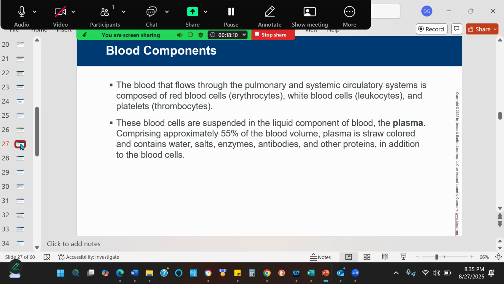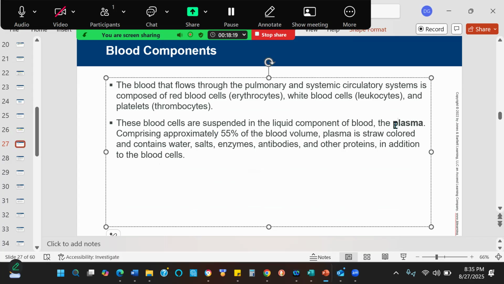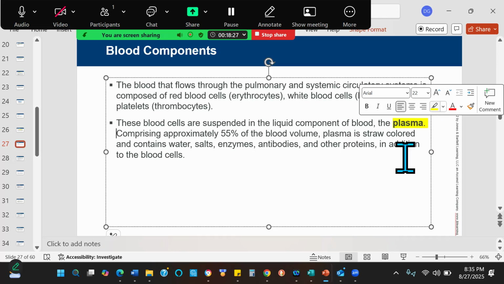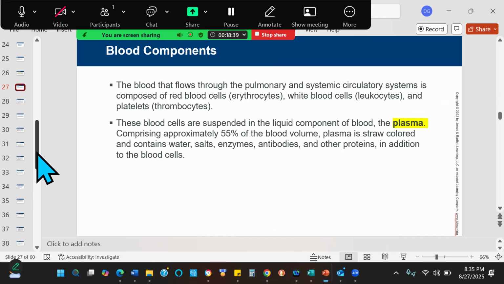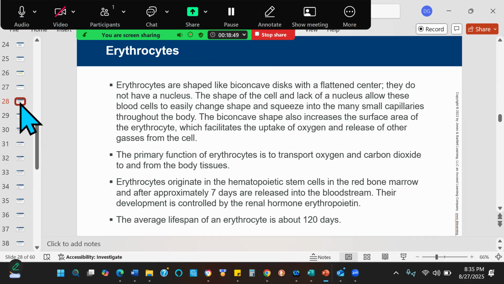The blood that flows through the pulmonary and systemic circulations is composed of red cells, white cells, and platelets. Think of the platelets as like little plugs that stop a leak when there is bleeding going on. The blood cells are in a liquid called plasma, and that plasma is about 55% of blood volume. It's straw colored and contains water, salts, enzymes, antibodies, other proteins. Most importantly, it contains the blood cells that actually do what needs to be done in our body. Carry oxygen for sure, fight infection for sure. It's the miracle of nature. Just wow. Now we'll talk about each type of cell.